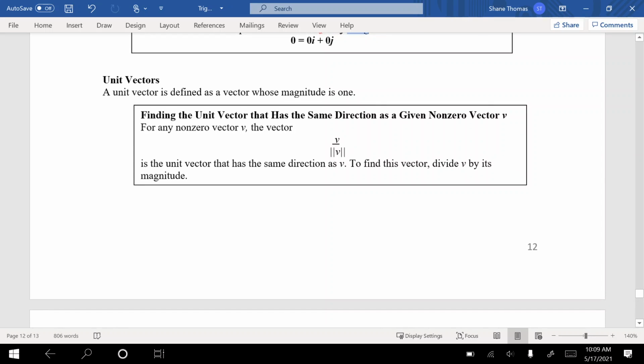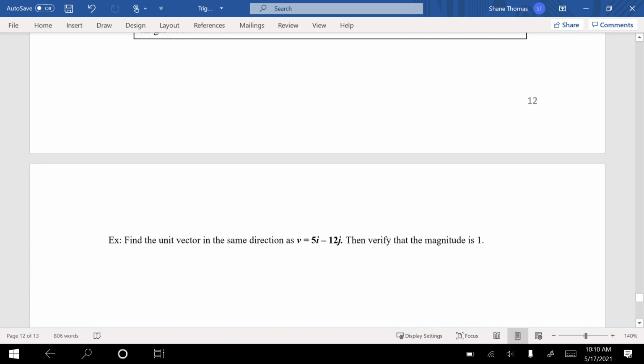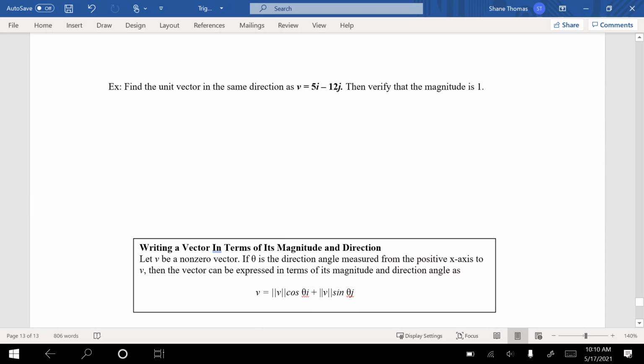So what you would do, you would use this more as like a reference vector or something like that. Okay, so unit vectors is defined as a vector whose magnitude is 1. So what you would have to do is you would take your vector and divide it by the magnitude. That will get you a vector with a length of unit 1. So we're going to take this guy right here. We're going to find the unit vector in the same direction as V, then verify that the magnitude is 1.